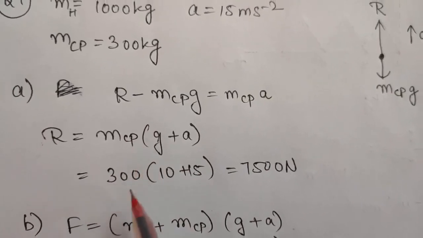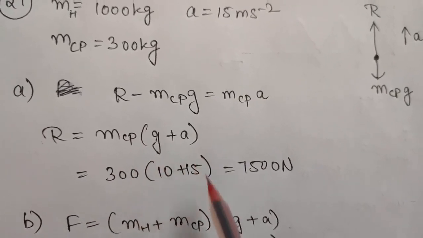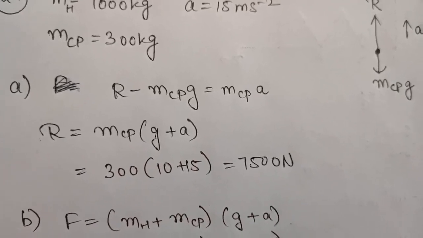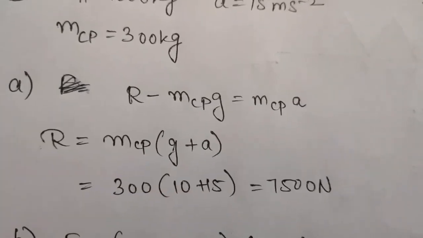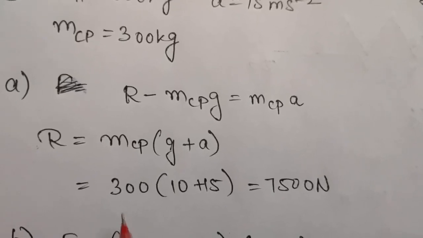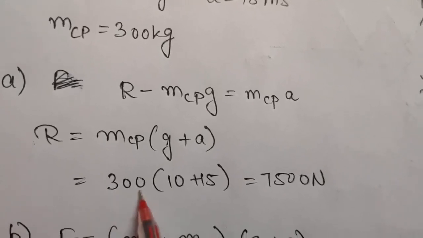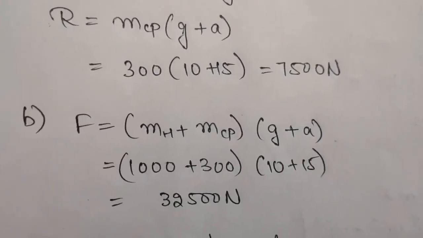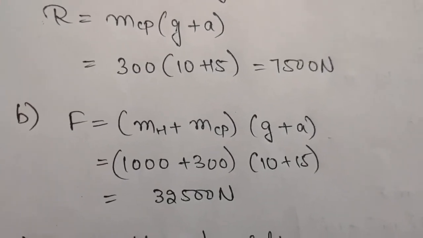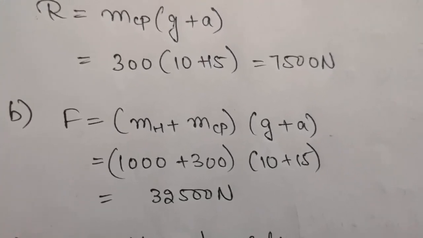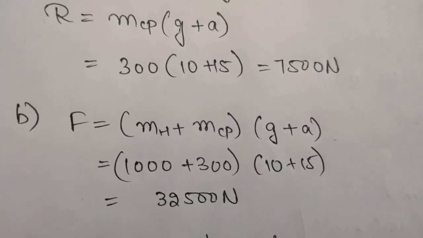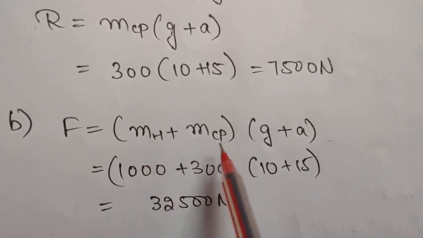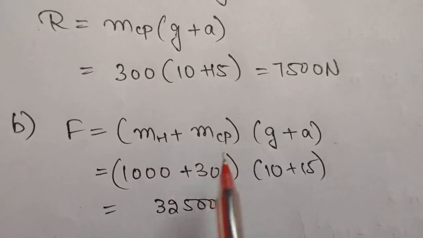Okay, so m is 300, g is 10, acceleration is 15. So the answer will come to be 7500 Newton. And obviously, because this is the force by crew and passengers, therefore we have taken the mass of crew and passengers only. Now in the second part, it is asking what is the action of the rotor of the helicopter on surrounding air. Now the whole helicopter is to be considered, that is mass of helicopter and mass of crew and passengers in the helicopter is to be considered now.